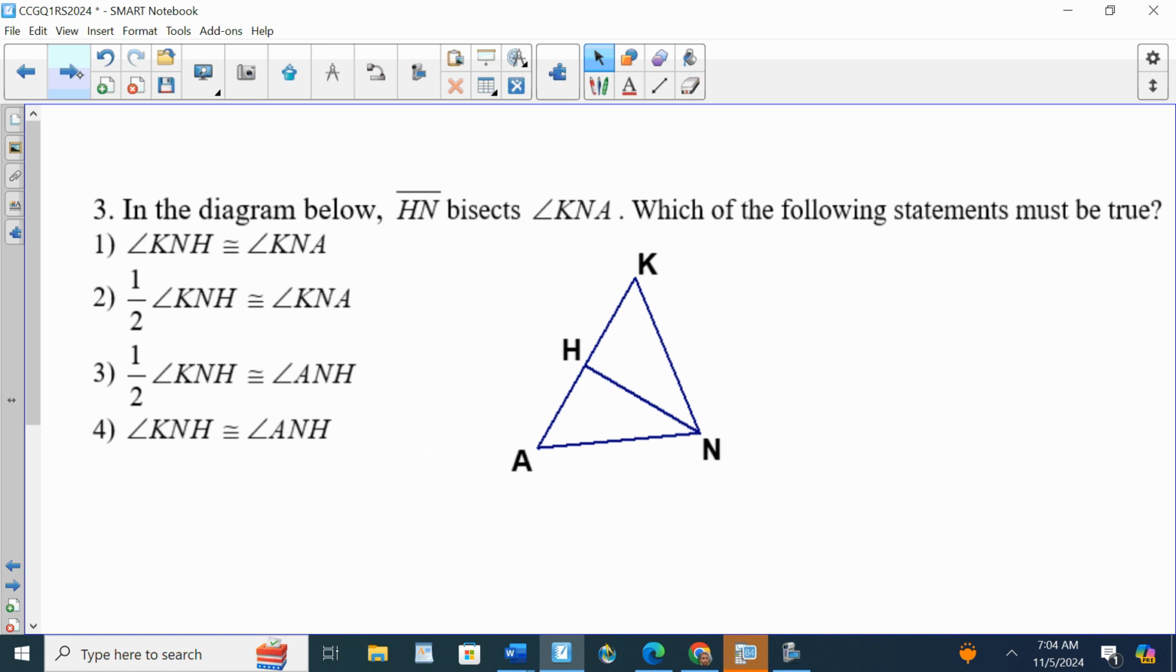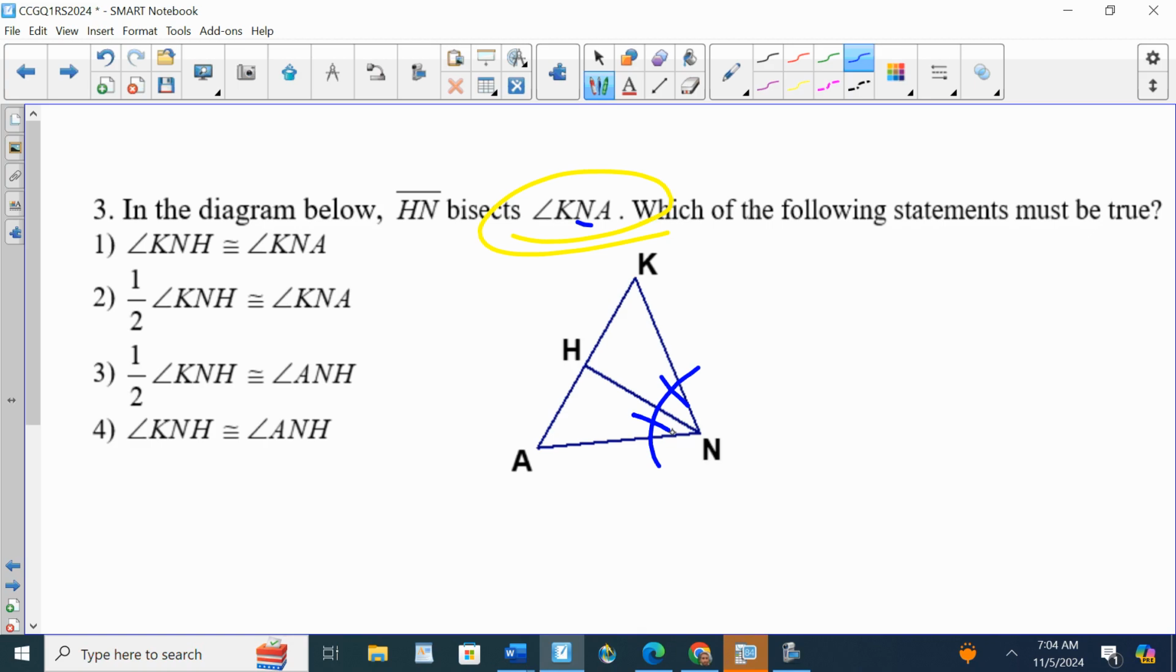Number 3, HN bisects angle KNA. Well, if HN bisects angle KNA, who gets bisected? KNA. So KNA is an angle with a vertex at N. So those are my two congruent angles. That's all I know. Which of the choices has that?